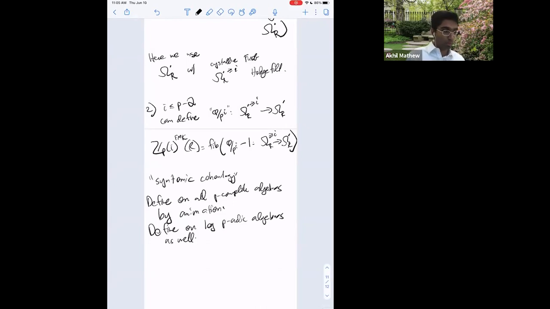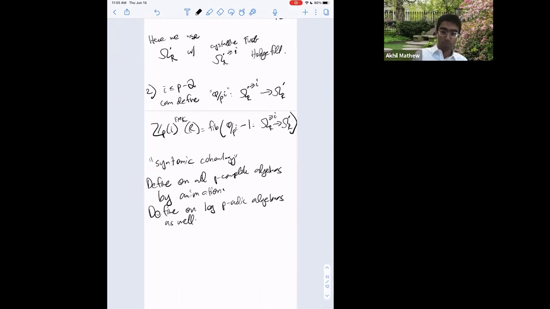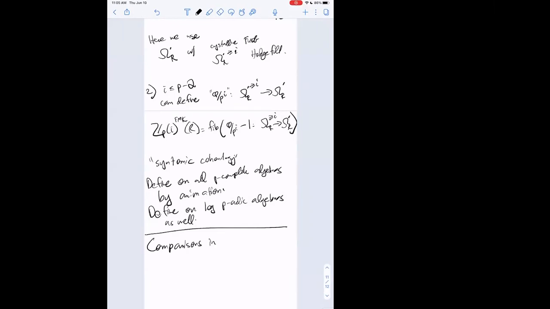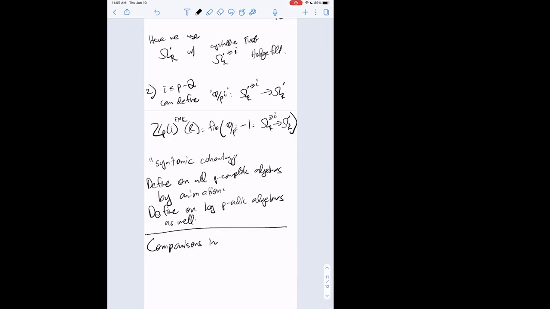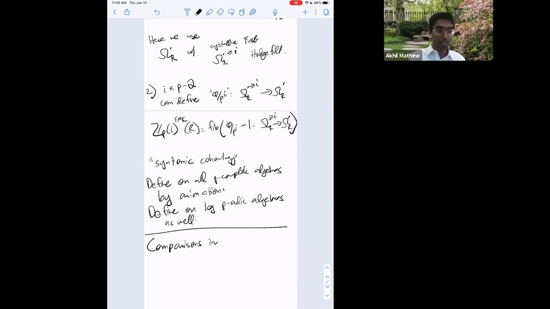I guess one of the reasons these come up is that there are comparisons from syntomic cohomology to p-adic nearby cycles. In the log case, could you either use the infinite root stack, or use logarithmic differentials instead? How do they compare? It would give you the same thing, because the logarithmic differentials are also the differentials on the infinite root stack. But the infinite root stack will be helpful when I want to do the integral version of these things in a little bit.